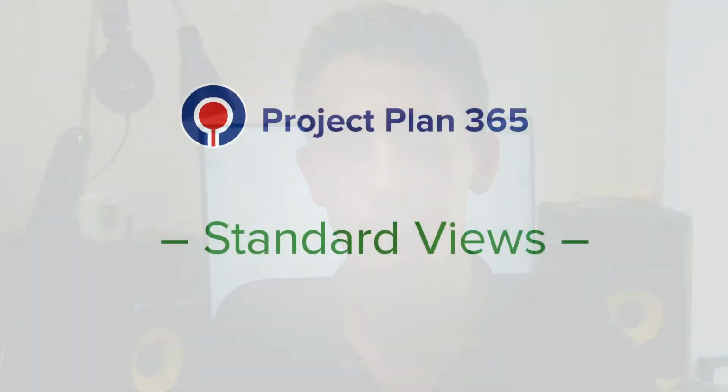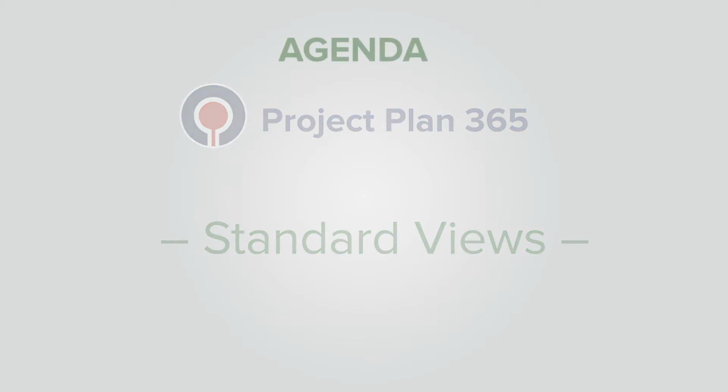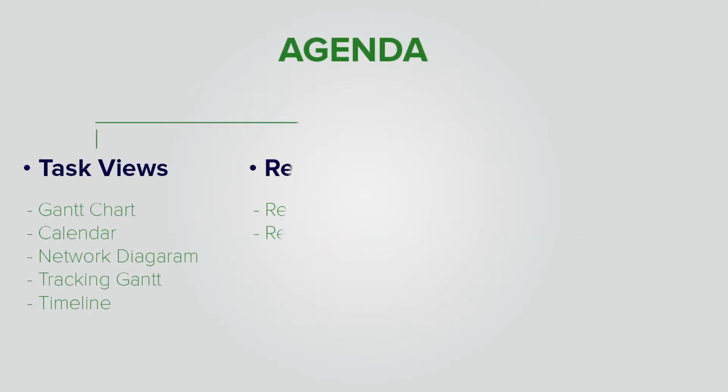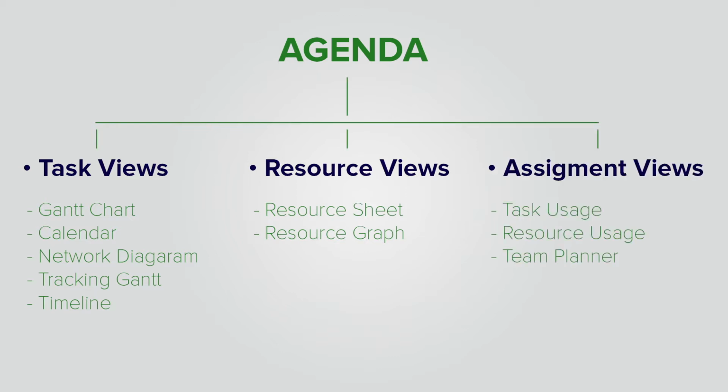Let's get started. Views are used to enter, change, and see information for effective scheduling and tracking of projects. Project Plan 365 can display project information in task views, resource views, or assignment views. Each view fits a specific need by presenting data in a logical format. Let's talk about task views available in Project Plan 365.